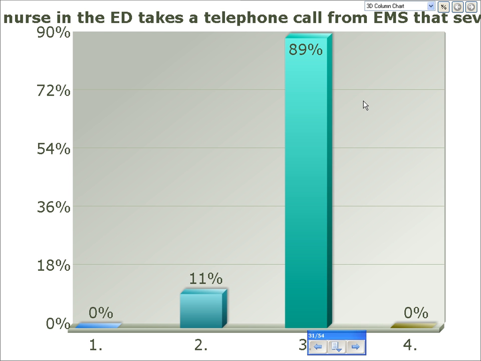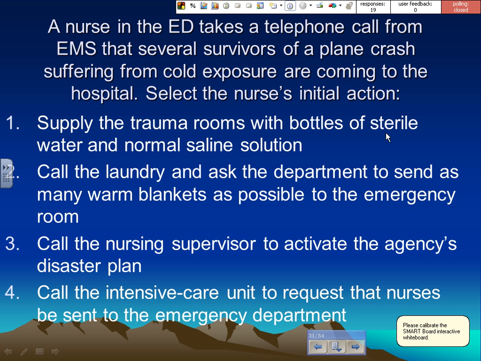Okay, 11% said get the warm blankets, and 89% said activate the disaster plan. Why did 89% pick number 3? Because it's the global option, and if you do that, then everything else is going to take place.